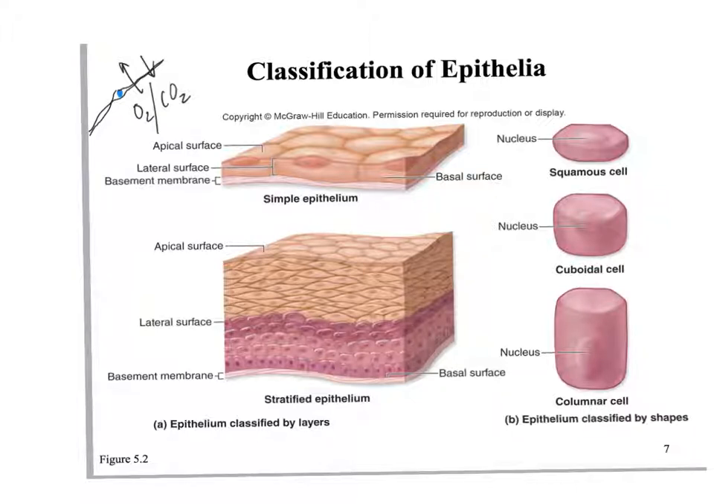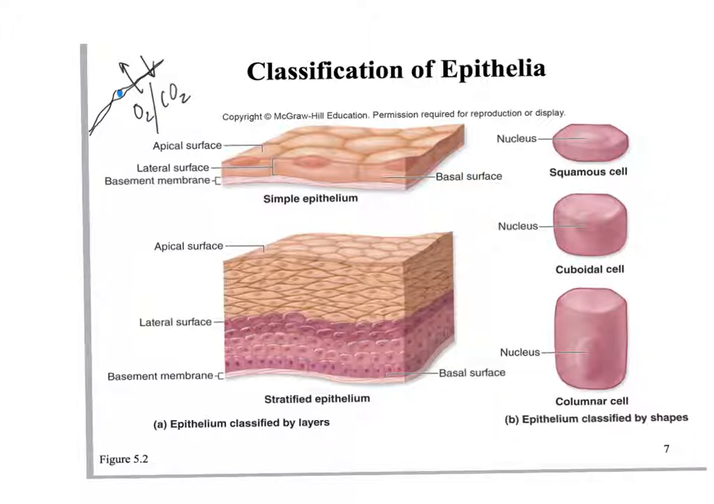Cuboidal are those marshmallow kind of square-looking things. They look like they are equal in height and width. Some say they look like dice, or die, I guess, is the plural. They're equal in height as they are width, a little bit bigger, a little bit thicker than squamous cells, a little bit more selective in what they let through.